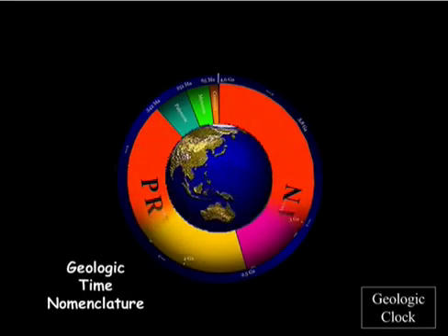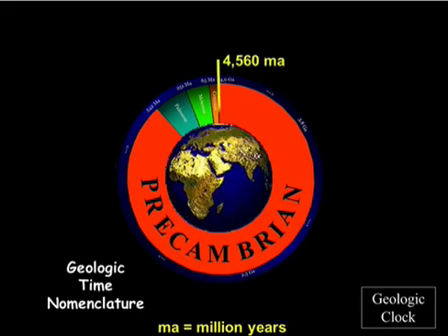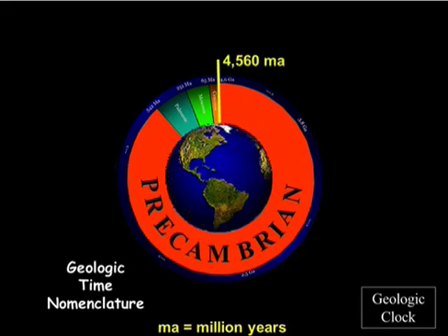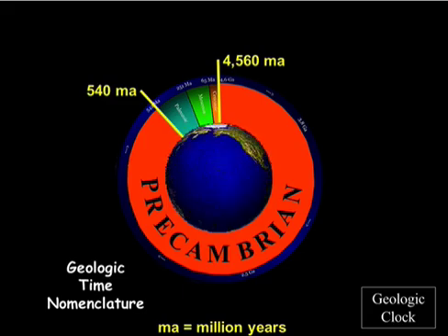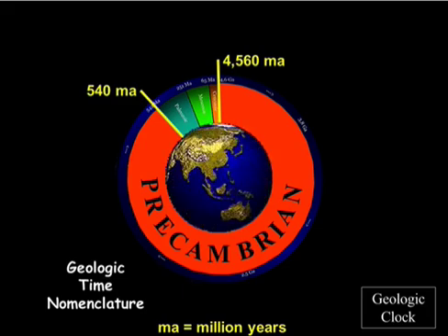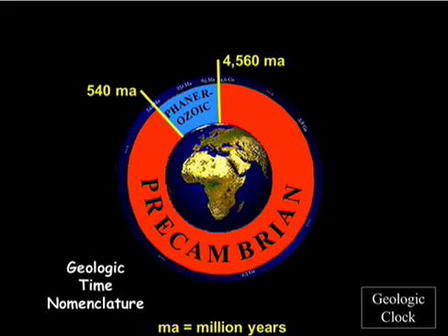The largest subdivisions of geologic time lump all of the rocks and events between the origin of the Earth about 4,600 million years ago and until about 540 million years ago into a group called the Precambrian Supereon. All of the rocks and events between 540 million years ago and today are lumped into the Phanerozoic Eon.